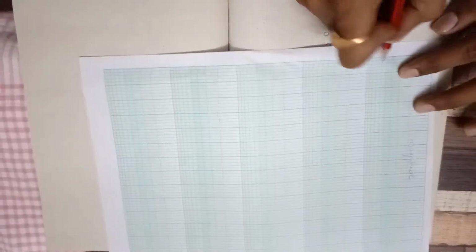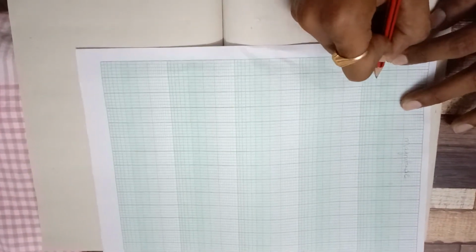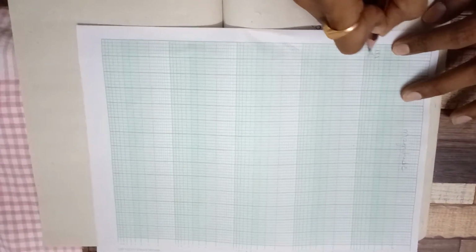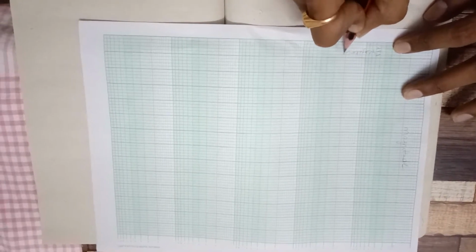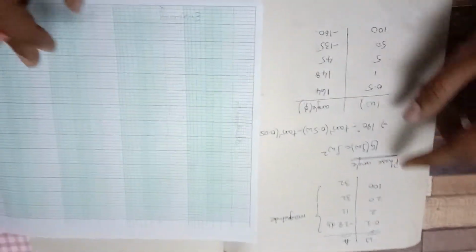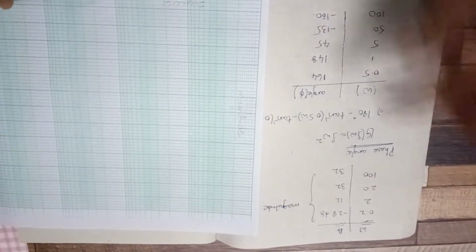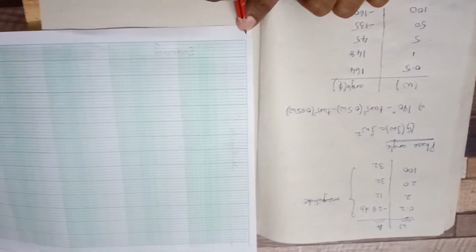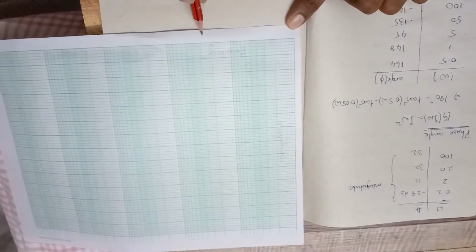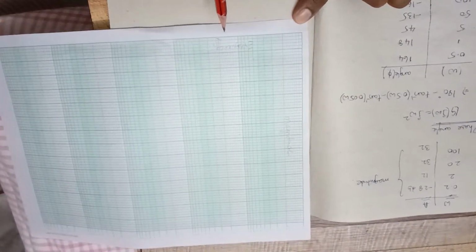On the x-axis we are going to plot the frequencies. We are having the frequencies ranging from 0.2 to 20, 100. So always remember the x-axis is called the decade.